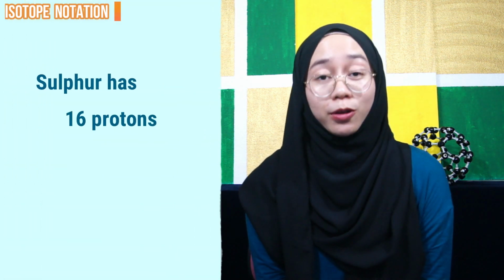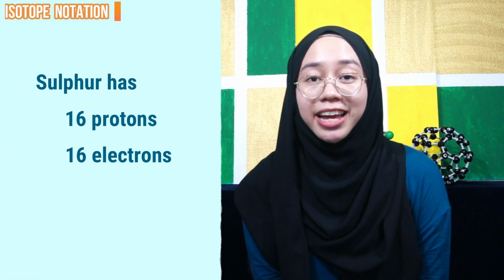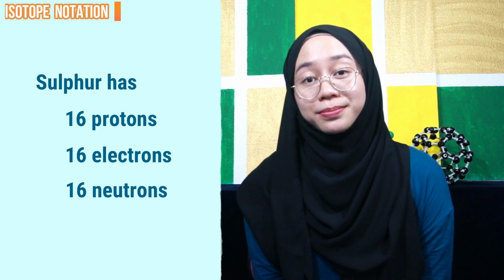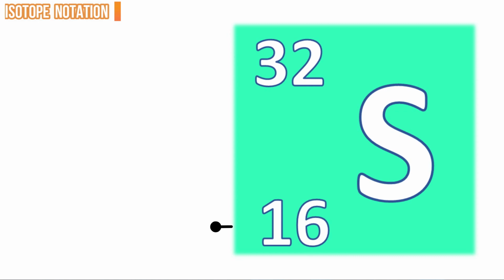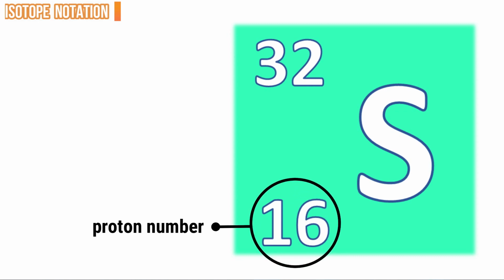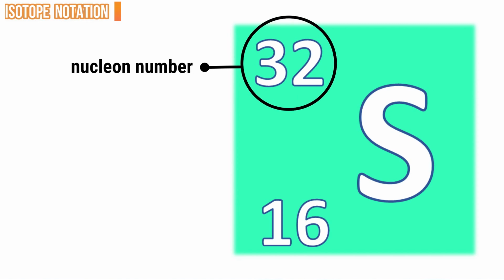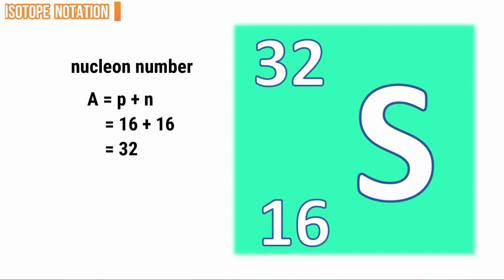For instance, let's take a sulfur atom. Sulfur has 16 protons, 16 electrons, and 16 neutrons. It can be written down as follows. On the bottom left, 16, that's the proton number. On the top left, 32, that's the nucleon number, where the formula for nucleon number is A equals proton plus neutron, so 16 plus 16, you get 32.